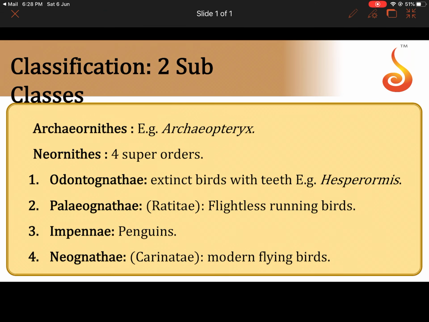So, classification of class Aves. We can see how the class Aves is classified into two major subclasses. One is called the Archaeornithes and one is called the Neornithes.